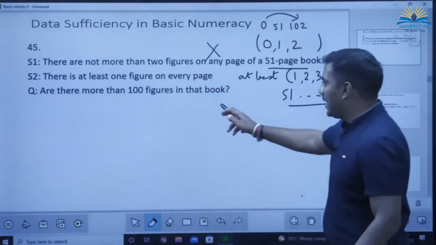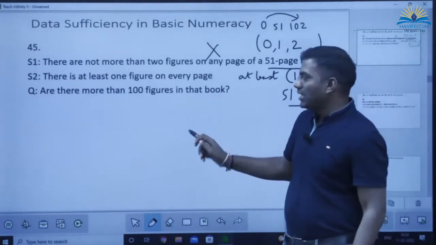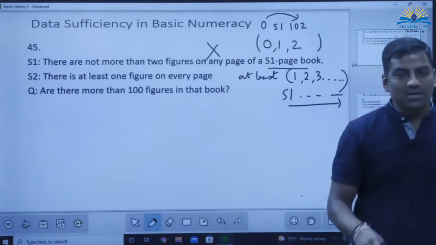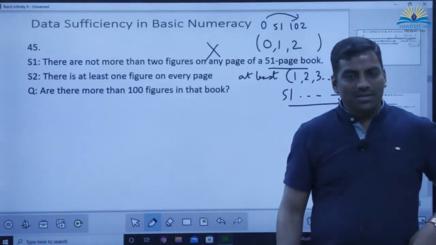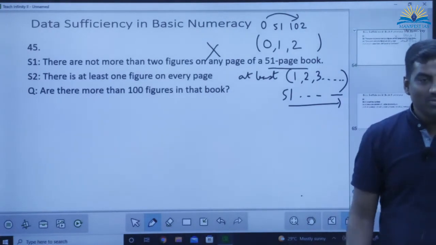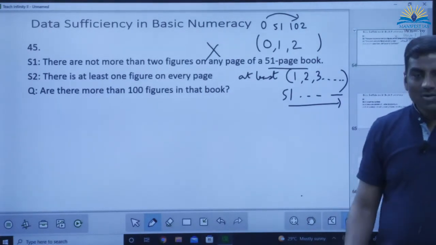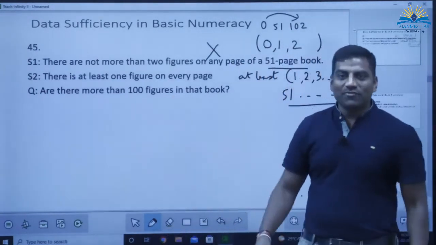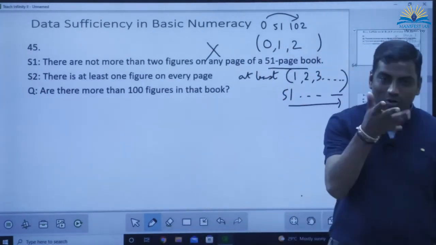So now, quickly answer this question. Are there more than 100 figures in the book? Yes, sir. If there is only one, it starts from one, no? I will stick with one. What will you do? Okay, if you flip the question, are there less than 100 figures in the book? Then also you can't answer.